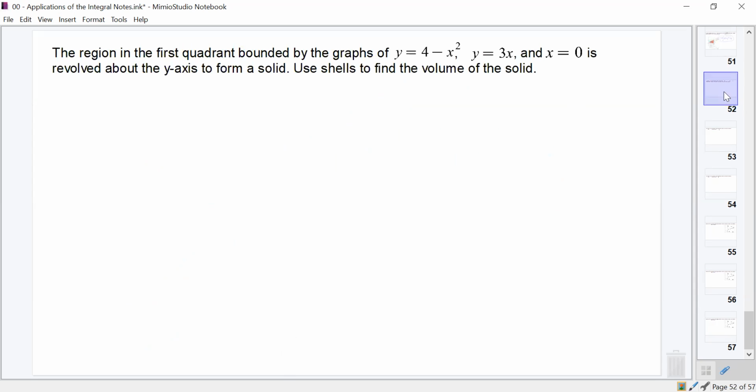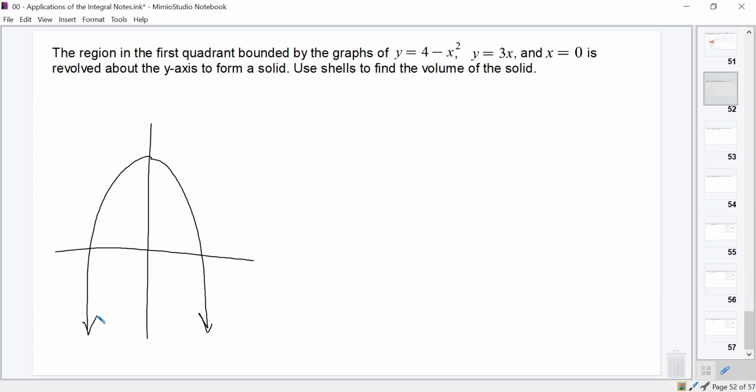So let's take a look at this next one here. This time, we're going to take the region in the first quadrant that is bounded by y equals 4 minus x squared, y equals 3x, and the line x equals 0, x equals 0 just being our y-axis. So we're going to talk about this region right here. And what we're going to do is revolve that around the y-axis.